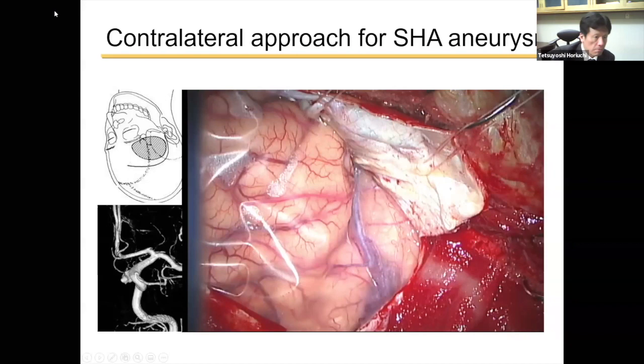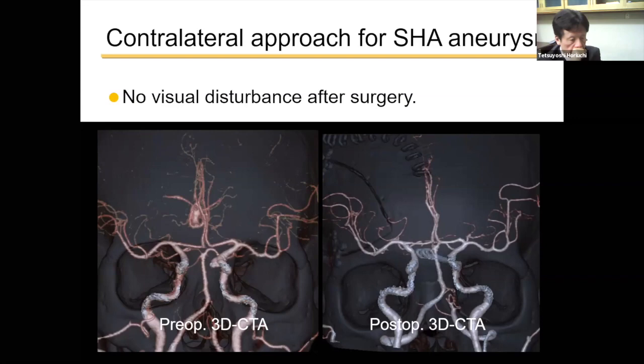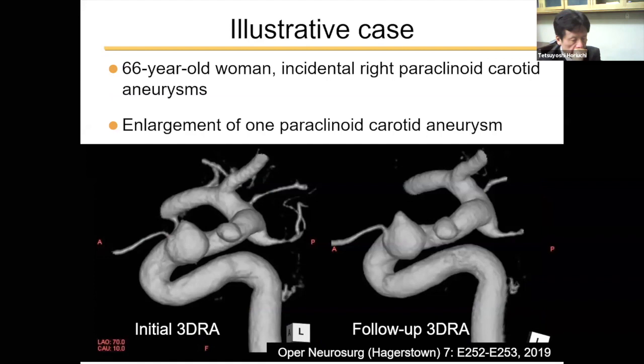After surgery, she did not complain of visual disturbance or anosmia. Postoperative CTA shows complete clipping of the aneurysm. This is the last case. The patient is a 66-year-old woman. Two paraclinoid carotid artery aneurysms were found on brain checkup. You can see a carotid-ophthalmic aneurysm and an SHA aneurysm.